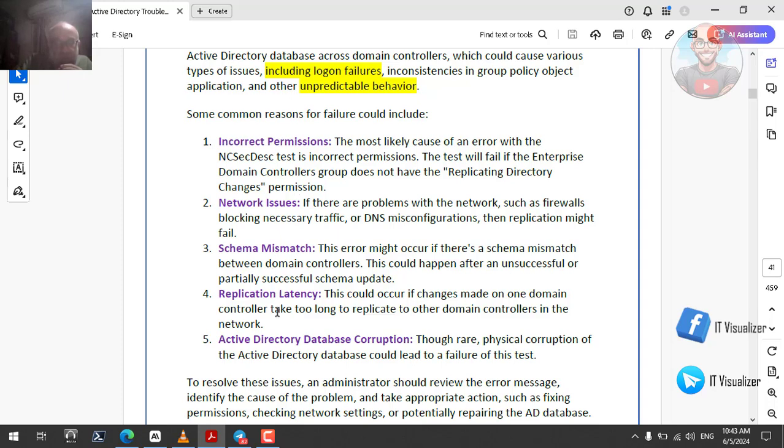Okay, but as for the other three, I don't think the NC test would fail because of the other three. I don't know actually how, for example, schema mismatch would affect the NC test, or how replication latency would affect the NC test. Active Directory database corruption is obvious because if it's corrupted, you will not be able to check for the permissions on the Active Directory database. So we need to ask it a little bit about these two issues.